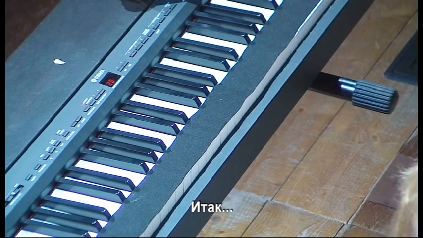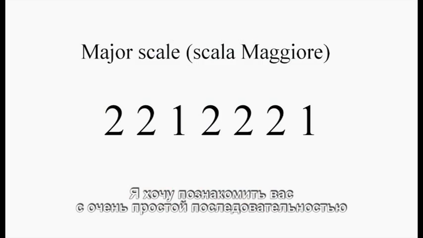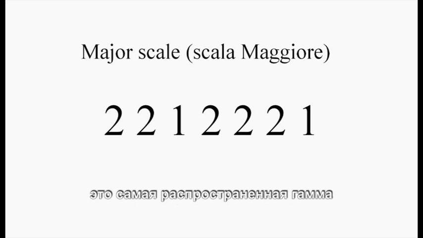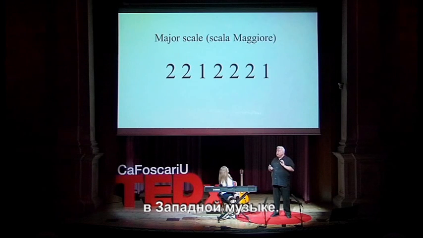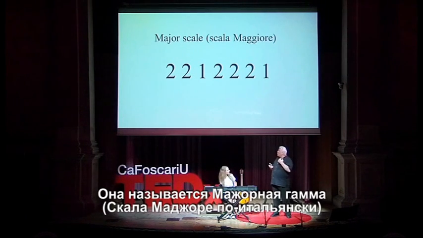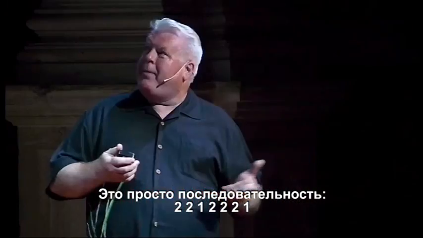Now, I'm going to introduce you to a very common pattern. In fact, the most common scale in Western music. It's called the major scale, scala maggiore in Italian. It's simply a pattern, 2-2-1, 2-2-2-1, and we already know what that is.